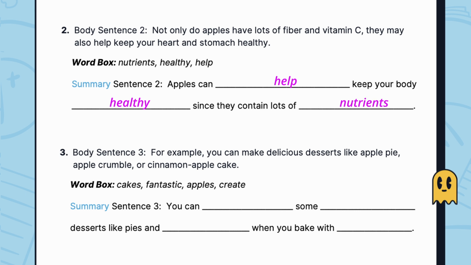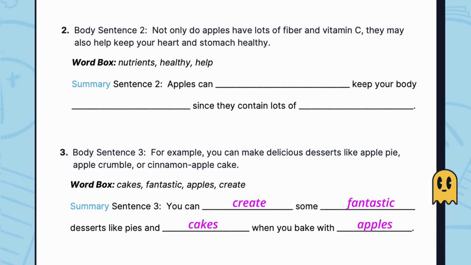nutrients. Now let's try again for the third body sentence. For example, you can make a delicious dessert like apple pie, apple crumble, or cinnamon apple cake. Your word box is cakes, fantastic, apples, and create. Your summary sentence for number 3 is, you can blank some blank desserts like pies and blank when you bake with blank. Your summary sentence for number 3 should say, you can create some fantastic desserts like pies and cakes when you bake with apples.